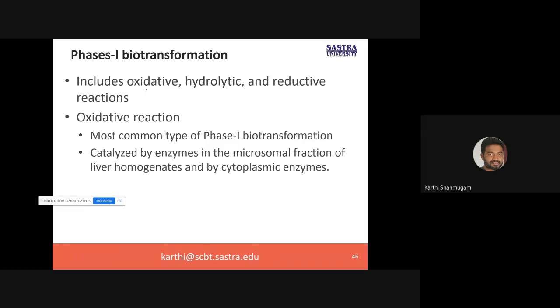The major reactions which take place in phase 1 biotransformations are oxidative, hydrolytic and reductive reactions: oxidation, hydroxylation, reduction. The key player, the main enzyme involved in this biotransformation, is cytochrome P450. We have different isoforms of cytochrome P450, and almost all of them actively participate in the biotransformation of drug molecules.